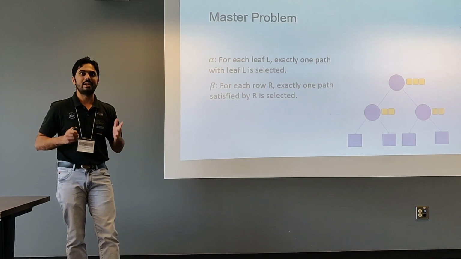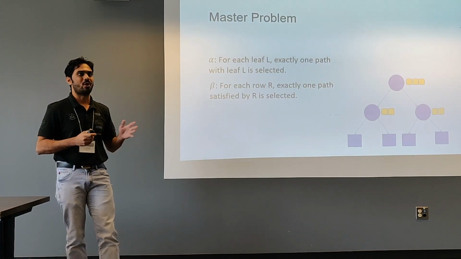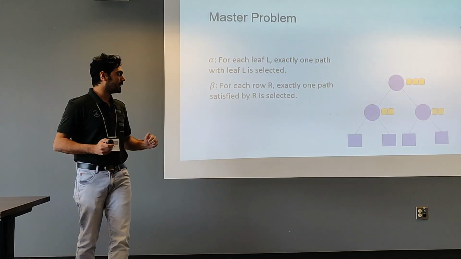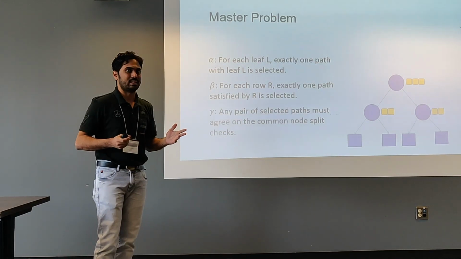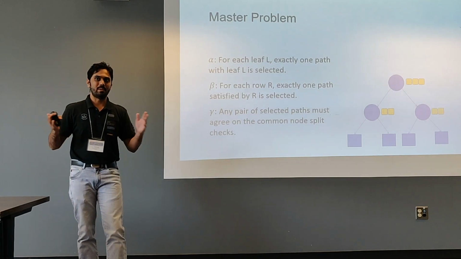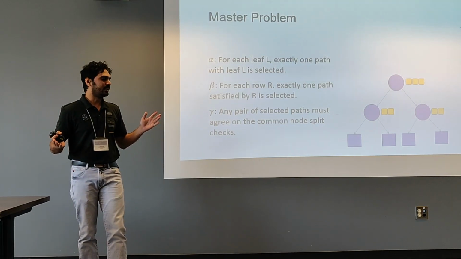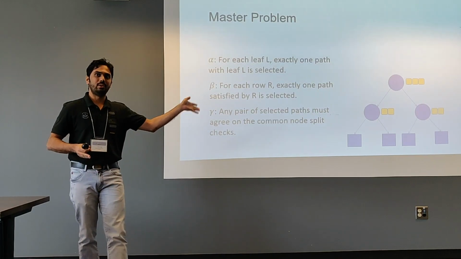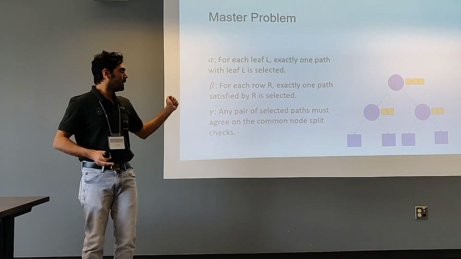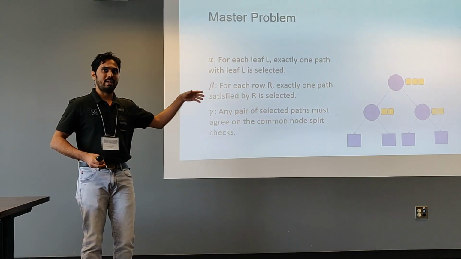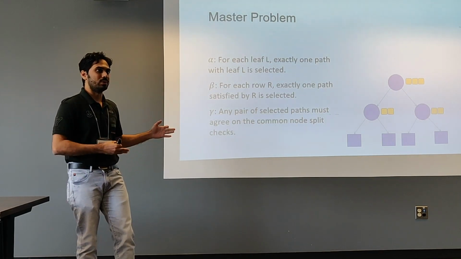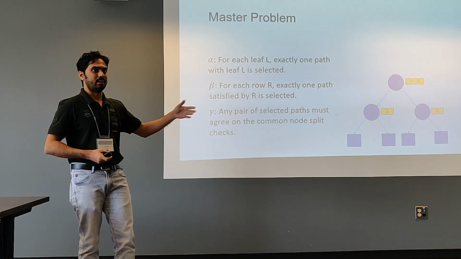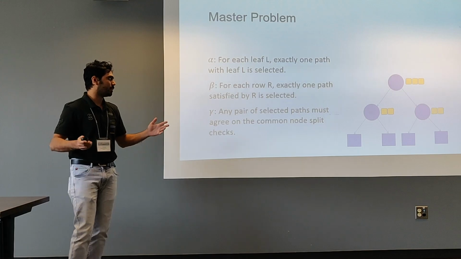What they're trying to say is that the rows should not be classified in an ambiguous way. And the last constraint is that if I have multiple paths selected, then they should agree on the common nodes. At least the root node is common in all the paths, so they should have the same split check at the root node, and if there are multiple common nodes, they should have the same split checks assigned in those common nodes as well. Very simple things.